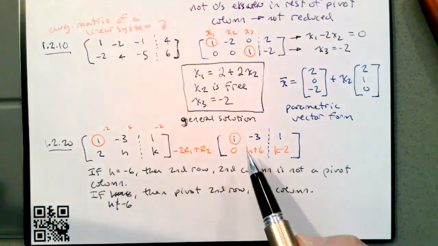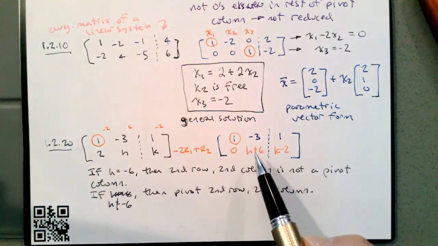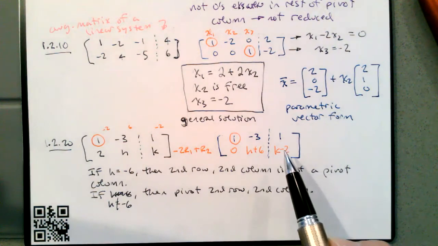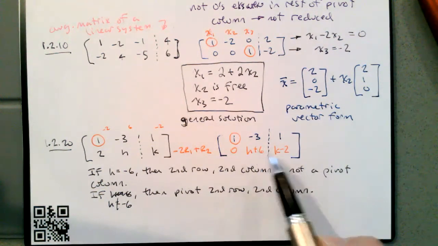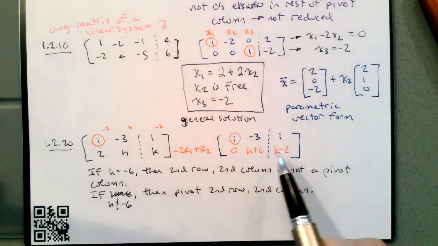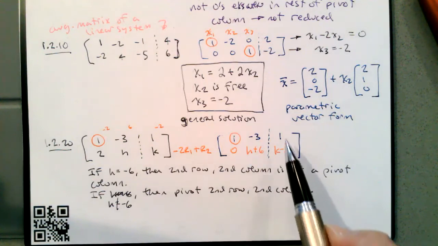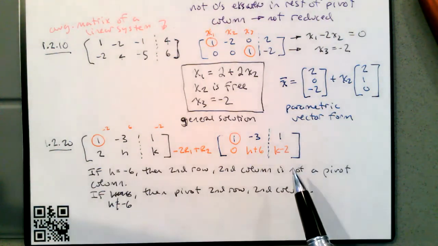If h equals -6, then that'll make this second row, second column 0, and we won't get to pivot there. That means we have to look at the values of k. If h is -6 and k is equal to 2, then we have a row of zeros. But more importantly, that doesn't tell us anything. We don't have a pivot in the rightmost column of the augmented matrix, therefore we have a consistent system.